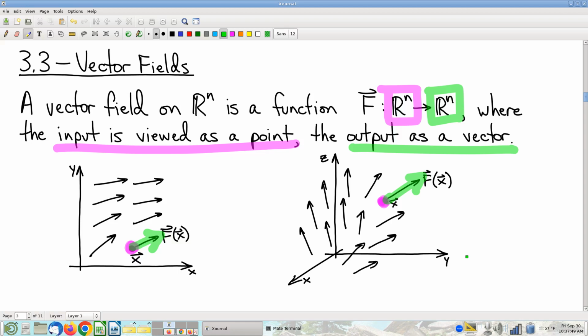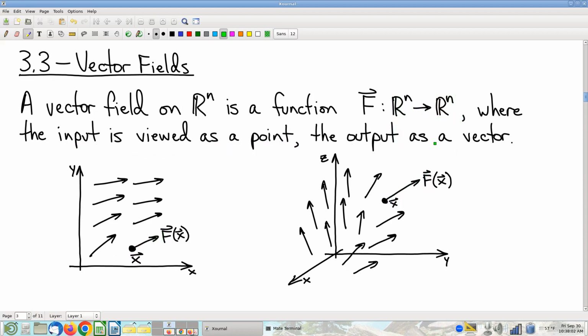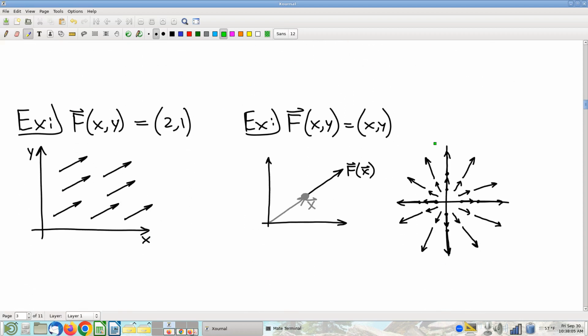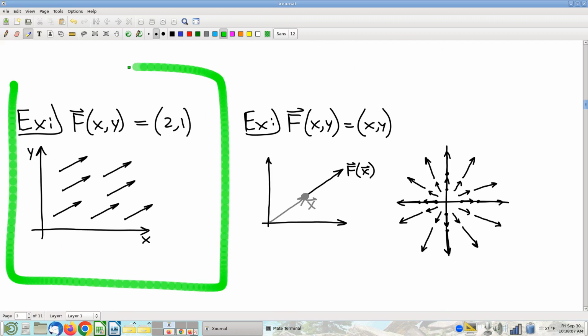So either one of those could be. So not wind, and it does not have to always be a fluid flow. It could be something like electric forces or gravitational forces. All right. So we're going to see some examples here. I'll start with this example here, an easy first example.